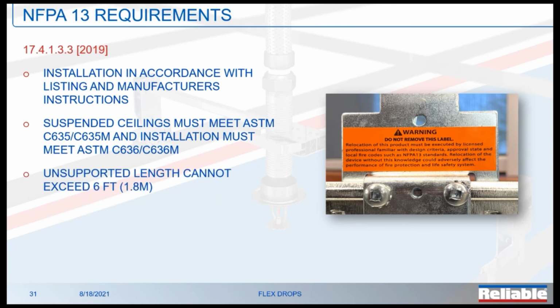The unsupported length cannot exceed 6 feet. So when the 12-foot drops come out, you'll be looking at 2 hangers on each of those as a minimum. And then finally, NFPA, not the agencies, but NFPA requires the sprinkler relocation warning label, and you can see an example of that on the right.